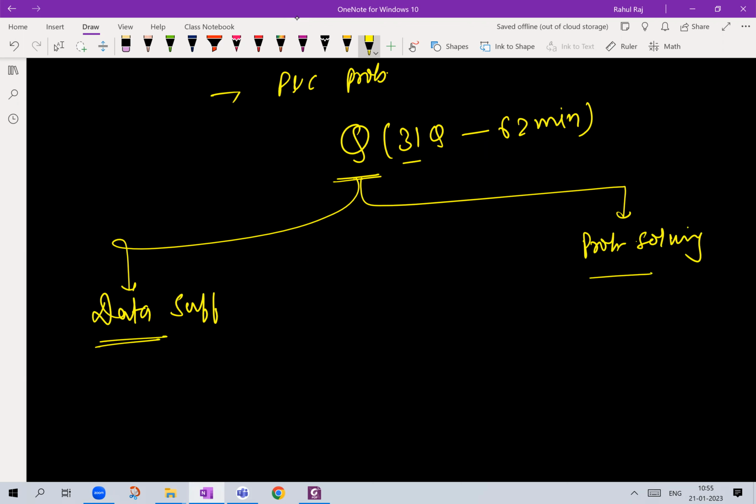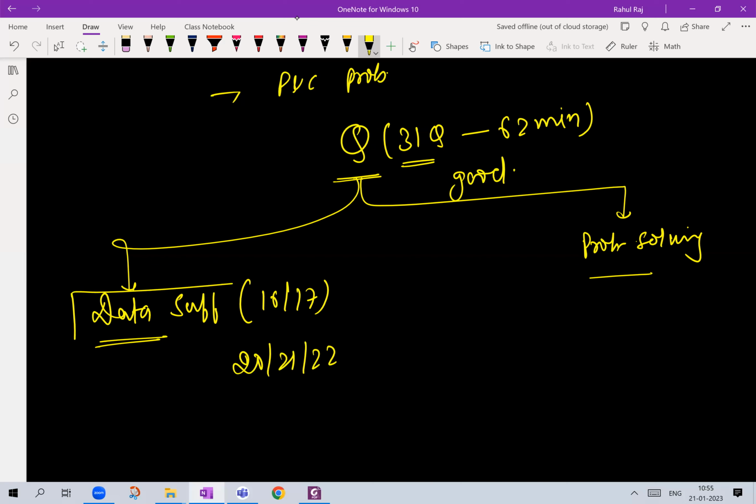Out of 31 questions, you can 100% expect, whether you are doing good in quant or bad in quant, that doesn't matter at all, that the number of data sufficiency questions will surely be 16 or 17. Almost more than 50% of the questions will be from data sufficiency. If you are doing good in quant, you can expect the number of data sufficiency questions to go as high as 20, 21, 22. So GMAT loves giving you questions on data sufficiency.